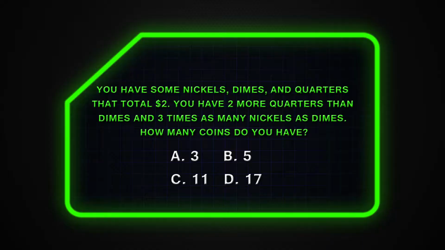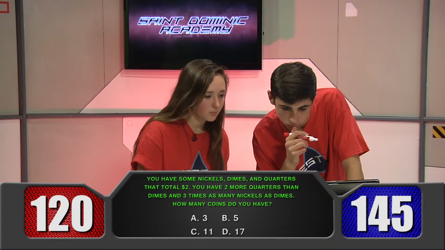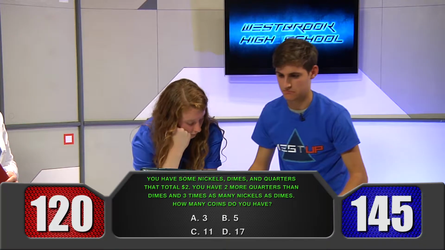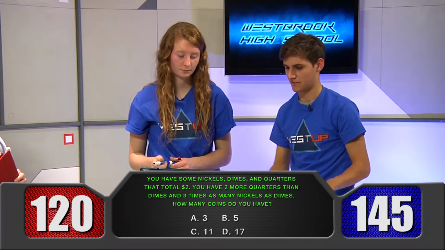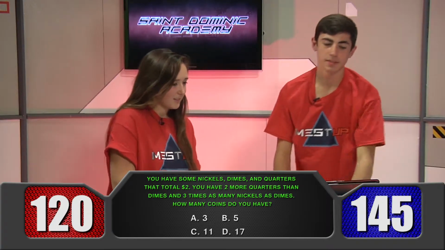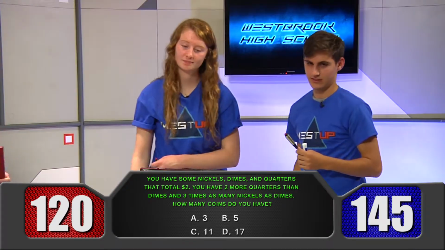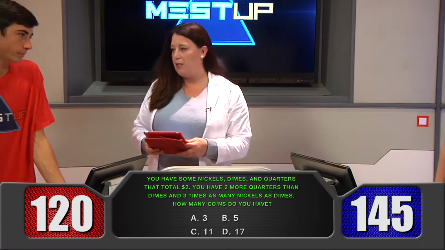You have some nickels, dimes, and quarters that total $2. You have 2 more quarters than dimes and 3 times as many nickels as dimes. How many coins do you have? Blue team. A, 3. Correct. C, 11. Incorrect. The correct answer is D, 17. That's good because I would have guessed 5. So red team, your choice.